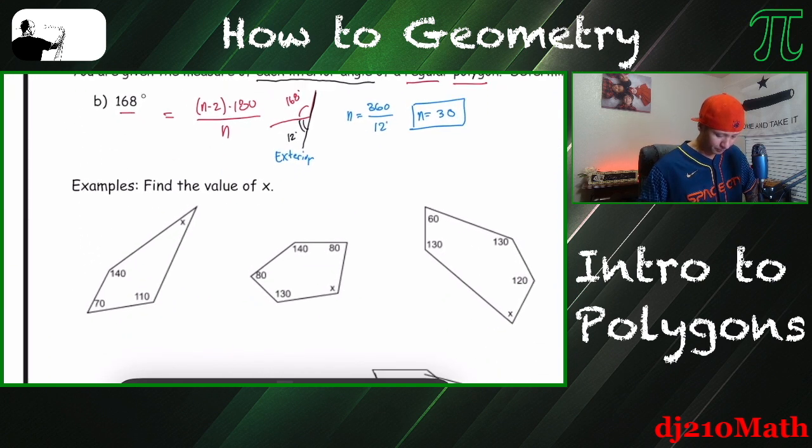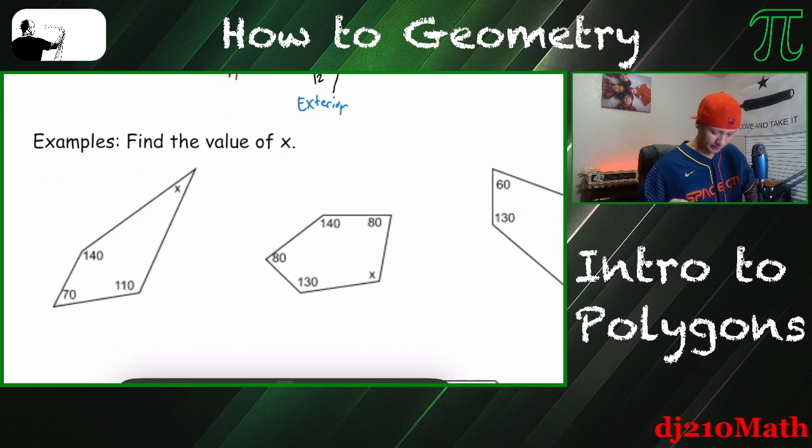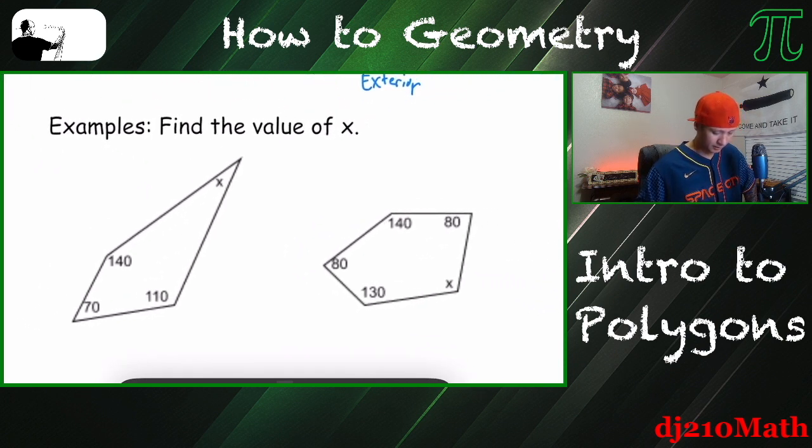All right, let's look at a couple of examples here. So we're solving for x. We're always solving for x, right? Some missing side, missing angle. In this case, missing angle. So we have a four-sided shape. So quadrilateral, irregular. Doesn't matter if it's regular or irregular. A four-sided shape must add up to 360 degrees.